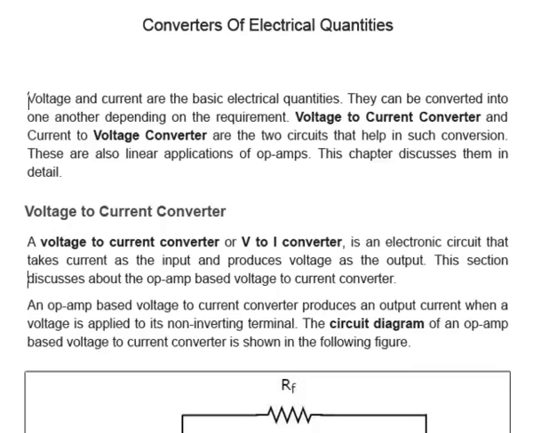A voltage to current converter or V to I converter is an electronic circuit that takes current as the input and produces voltage at the output. So this section discusses about OPAMP based voltage to current converter.